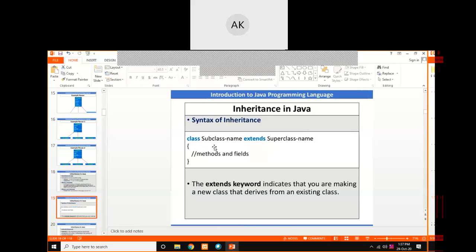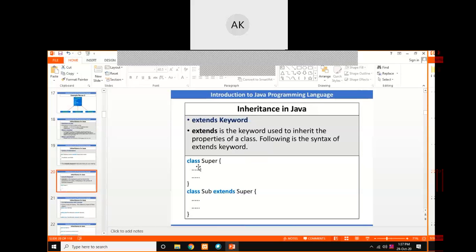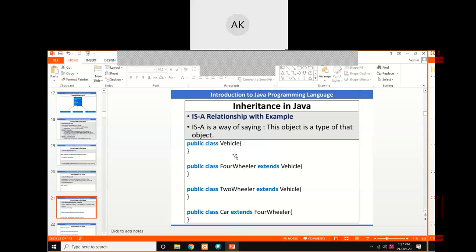Because above this, we have one parent class, or the superclass, and from that superclass we inherit the child class. In order to do that, we use the extends keyword. So the class sub is extending the class super. The moment we write this, it means that sub is going to have all the features of the super class. So it is going to have the is-a relationship.